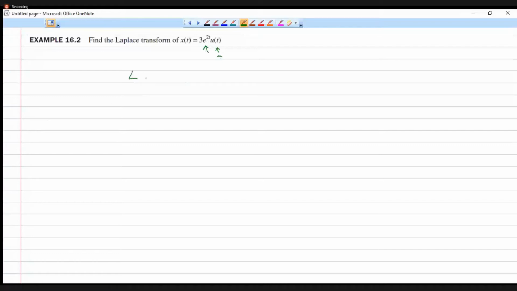You already know the Laplace transform of u(t). The Laplace transform of u(t) is equal to 1 by s, right? Now to this, you are going to multiply e power 2t. So what happens to this? That is equal to 1 by (s plus a). Just replace s with s minus a, where a is equal to 2. So the answer is 1 by (s minus 2).